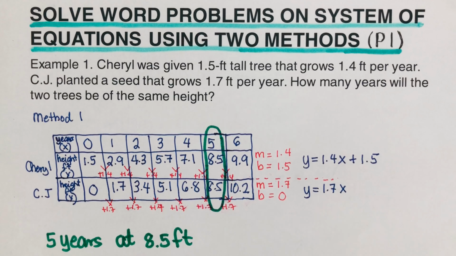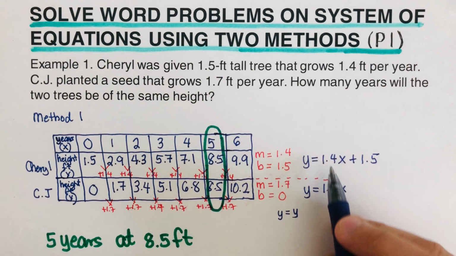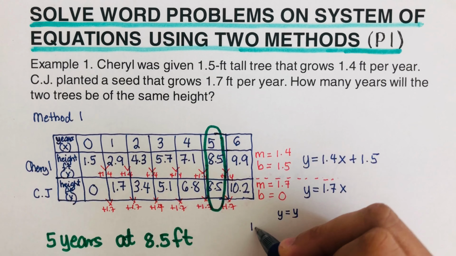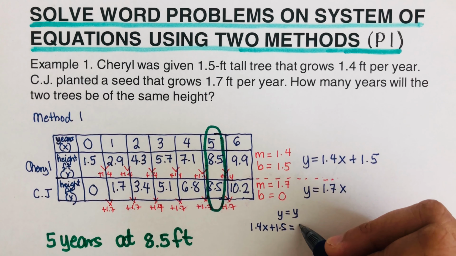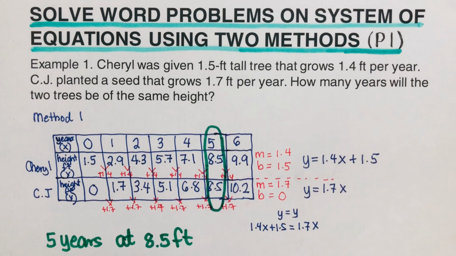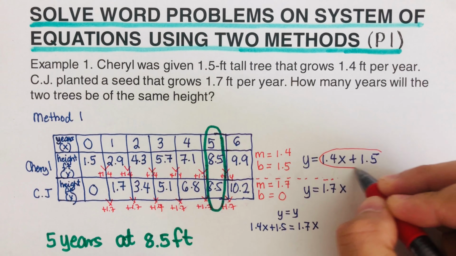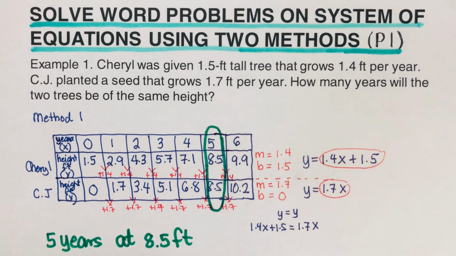Now, to solve this problem using the equal values method, since we say that y is equal to y, that means 1.4x plus 1.5 is equal to 1.7x, since both of these are equal to y. That's why it's called the equal values method. So these values are equal.